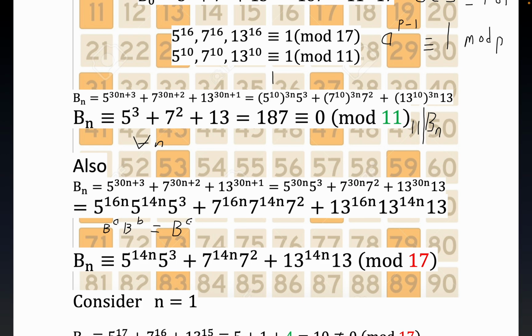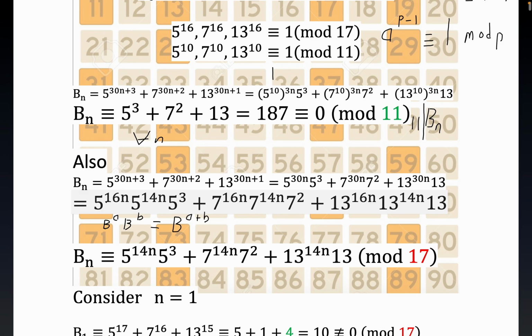At first you're not sure, I was going, oh, what? But it works, right? See, 16 and 14 does add up to 30. Okay, but notice that 5 to the 16th, 7 to the 16th, and 13 to the 16th are congruent to 1. So you see how the 5 to the 16th goes away right here. The 7 to the 16th goes away right here.